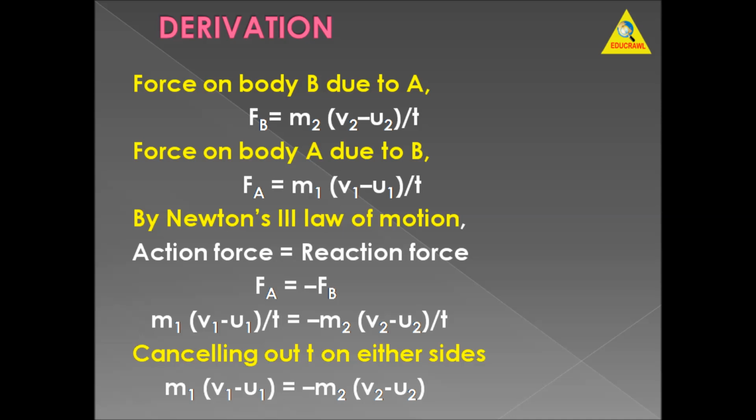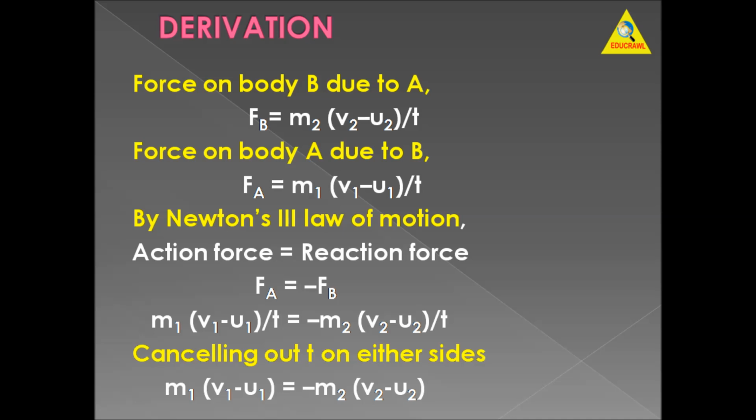So, it becomes m1 into (v1 minus u1) by t, which is equal to minus m2 into (v2 minus u2) divided by t. Here, t is common in both the sides. So, we are cancelling out t. So, the equation becomes m1 into (v1 minus u1), which is equal to minus m2 into (v2 minus u2).